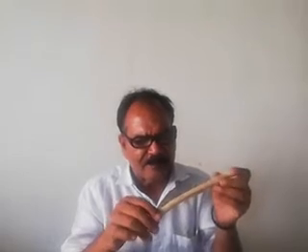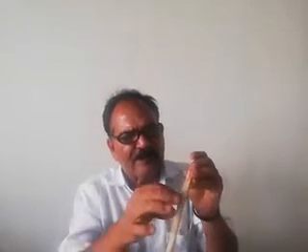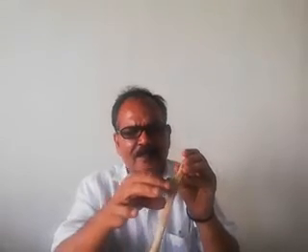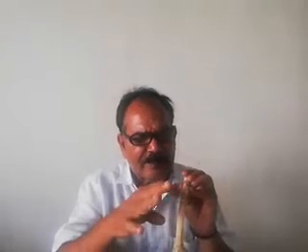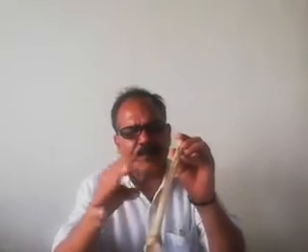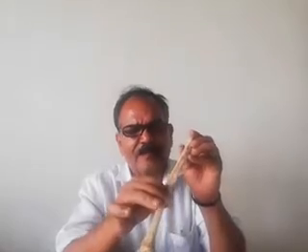Then there is a nutrient foramen. You will get a nutrient foramen on the anterior aspect, in between the interosseous border and anterior border. This is called the nutrient foramen, for the blood supply of the radius, from a branch of the radial artery, the nutrient artery.